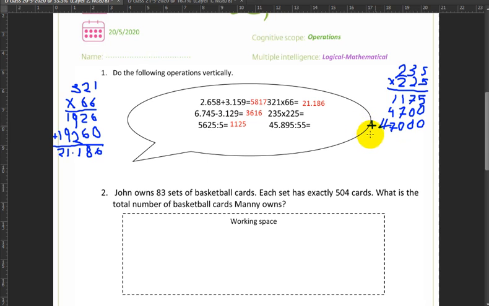And now we add. 5 and 0 makes 5. 7 and 0 makes 7. 1 and 7 and 0 makes 8. 1 and 4 and 7 makes 12. 4 and 1 that I carried over makes 5. So our result is 52,875.